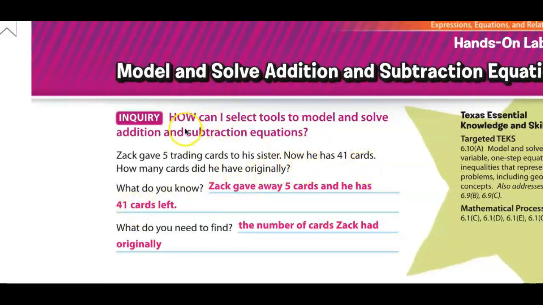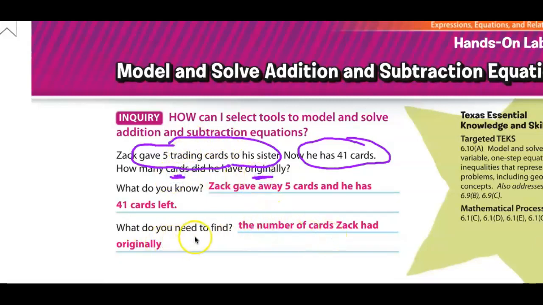So, he gave 5 trading cards to his sister and he now has 41 cards. Those are 2 important pieces of information that you should underline or highlight or circle. And then what do you need to find? What we're being asked to find is, how many cards did he have originally? So the number of cards he had originally.